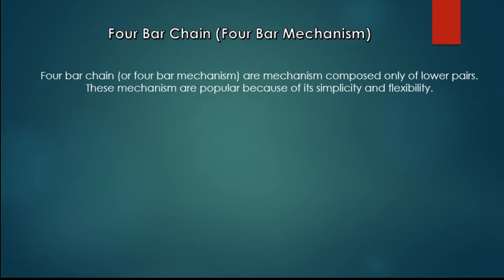So, when discussing 4 bar mechanisms, it is customary to refer to the mechanism as input lever type, output lever type. So, for example, a crank rocker is a 4 bar mechanism that has a crank input and a rocker output, and a rocker crank is a 4 bar mechanism that has a rocker input and crank output.